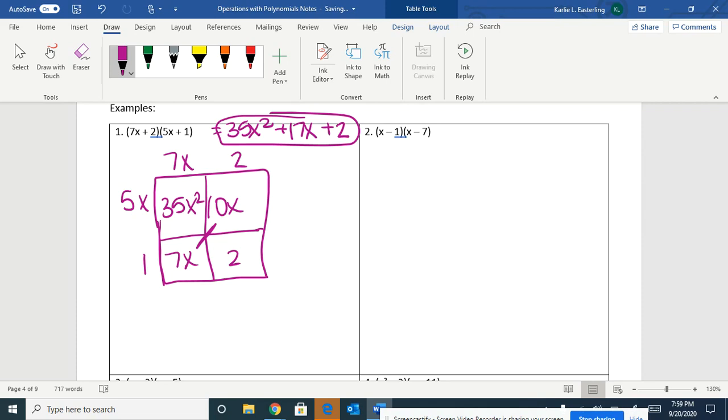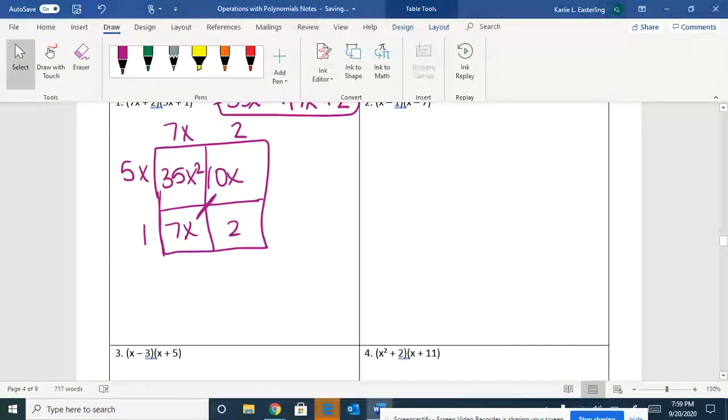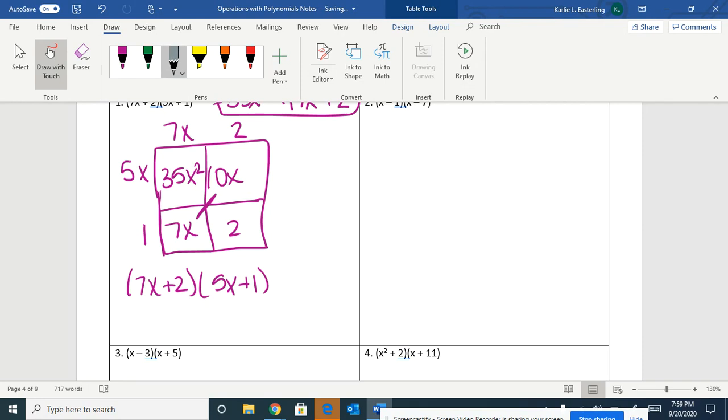So if we were looking at FOIL, which I'm going to rewrite down here below this, and if we're looking at 7x plus 2 and 5x plus 1. So remember, we were talking about first. This is where you're multiplying your first term by your first term. So you'd be doing 7x times 5x squared, which we've already said was 35x squared.